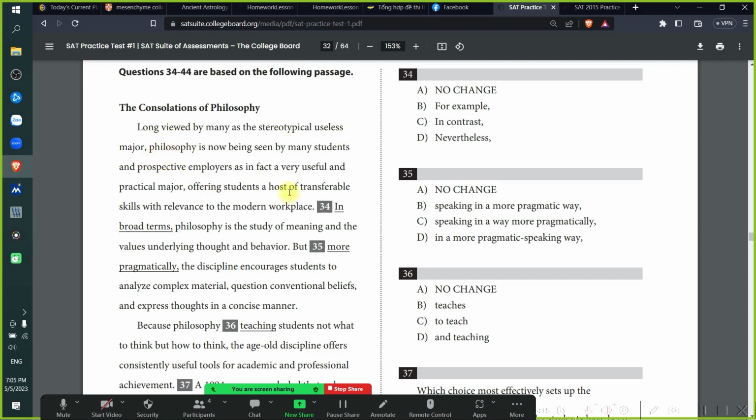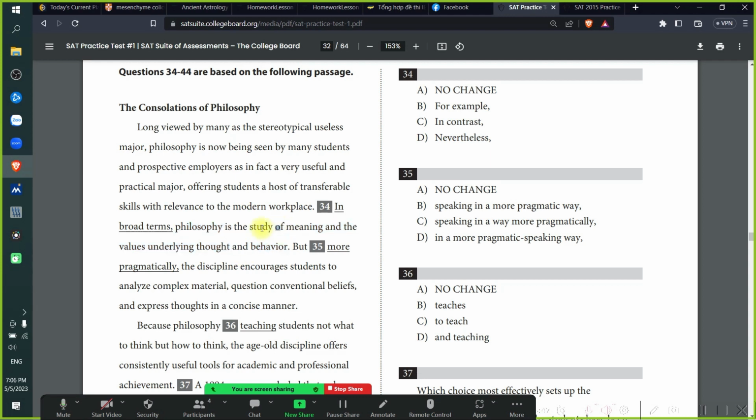No change. In broad terms, if you use in broad terms, it means you are talking about general things. Nói một cách chung chung. Well, no change because you are talking about generally, right? Philosophy is a study of meaning and a value underlying thought and behavior. Nói chung chung lại, triết học là gì? Là cái sự học về cái ý nghĩa và những cái giá trị nằm ẩn bên dưới những cái suy nghĩ và hành vi.